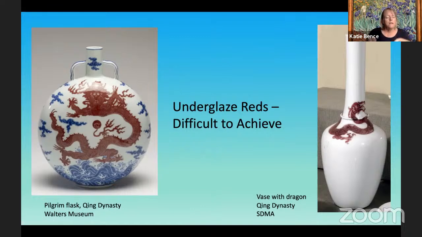Both the blue cobalt and the red copper are underglazed in this particular work of art. The underglazed reds are made from copper or iron pigments and are hard to keep from turning brown. So it's rarely attempted compared with the blue, which is based on a cobalt, which is less affected by the atmosphere in the kiln. So between these two, the vase with the dragon and the pilgrim flask, which of these vases was made for the imperial household, do you think?